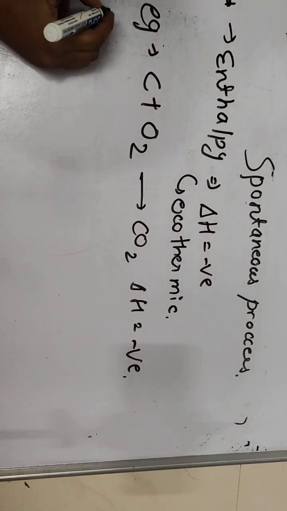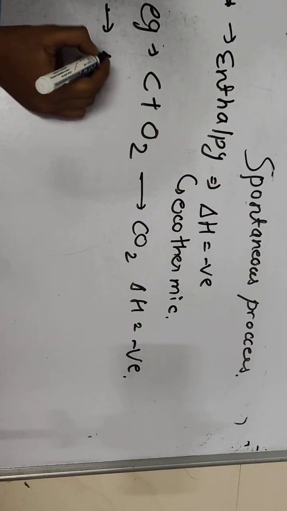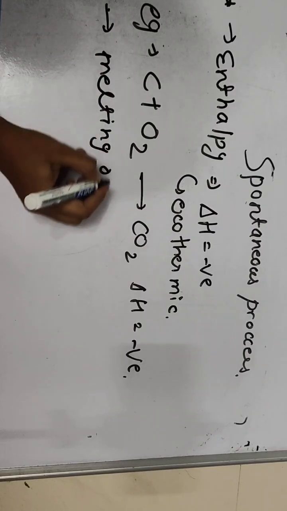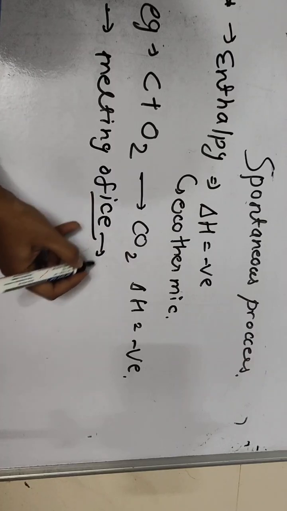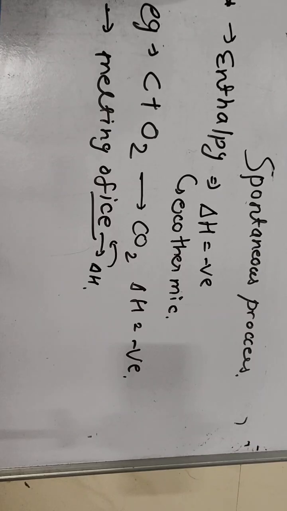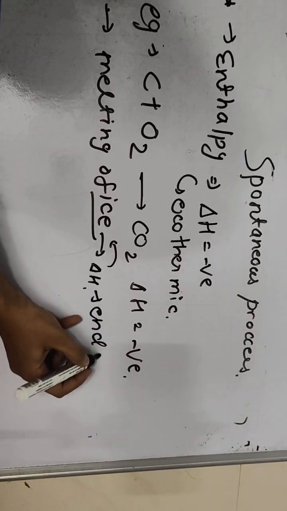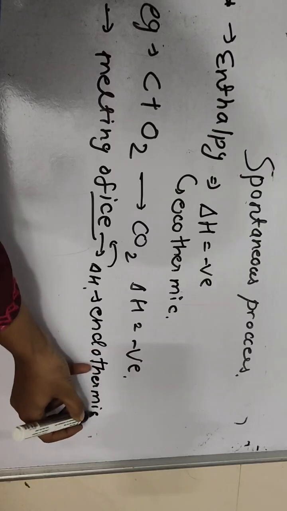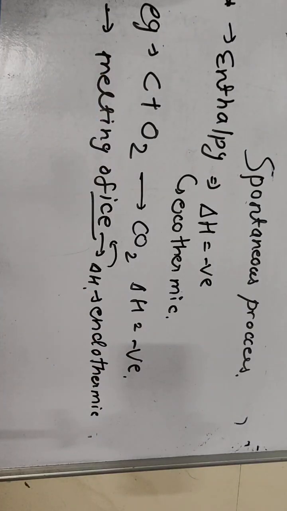For example, melting of ice. In this, ice is taking heat from the outside and starts melting. So this reaction is basically endothermic, but still this reaction is spontaneous, because when we keep the ice outside, not in a cool environment, it starts melting by itself only. So that is an endothermic reaction, but it is still spontaneous. So this theory is not 100% true.